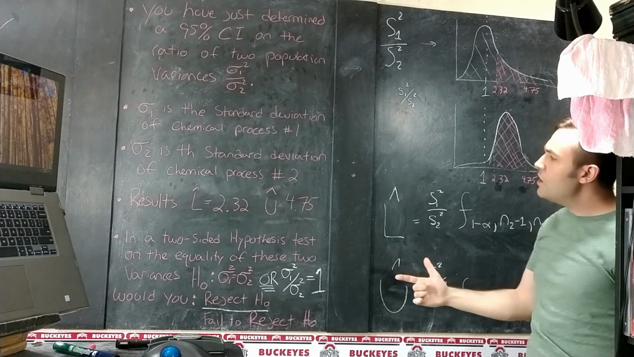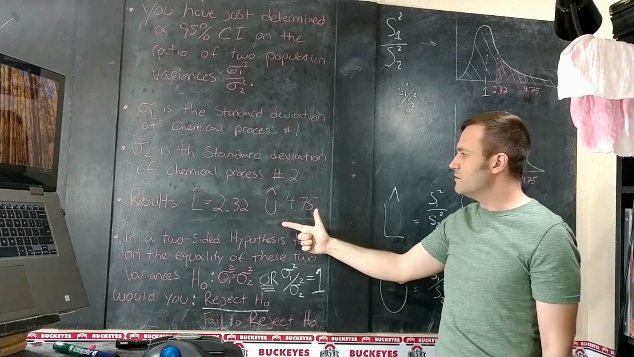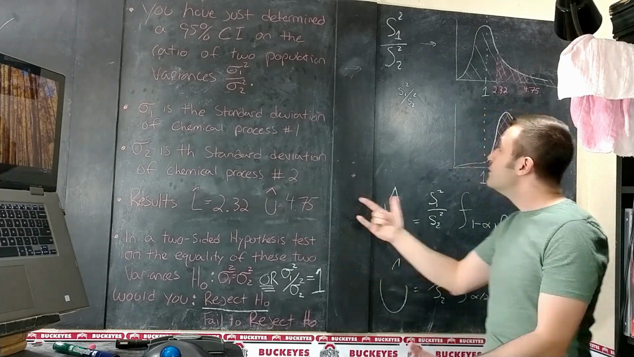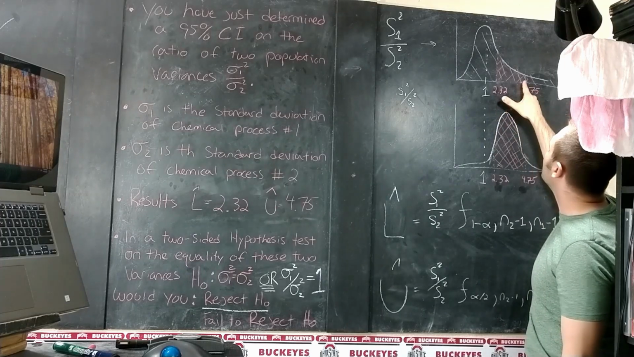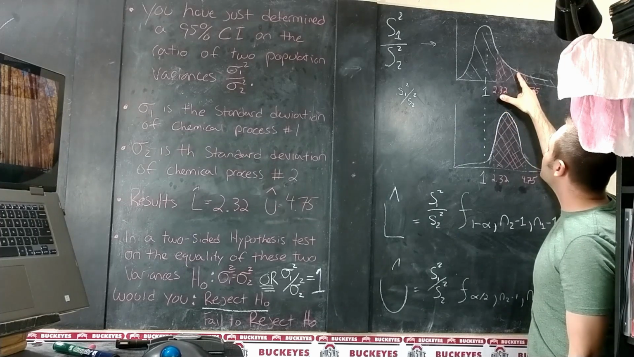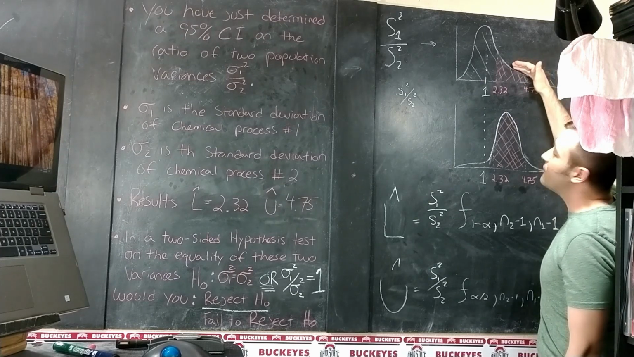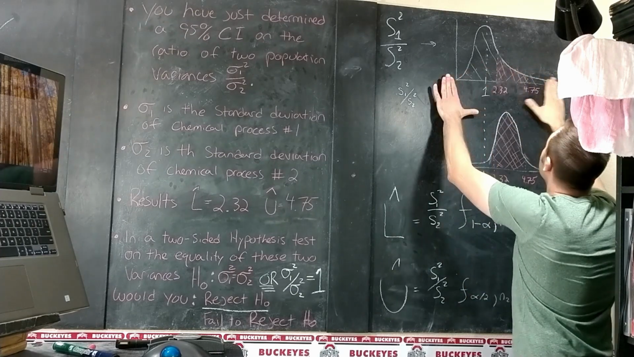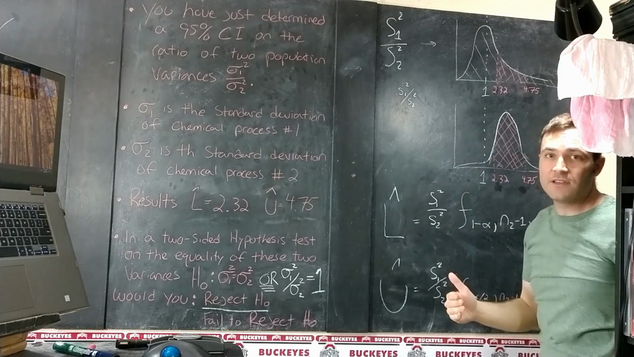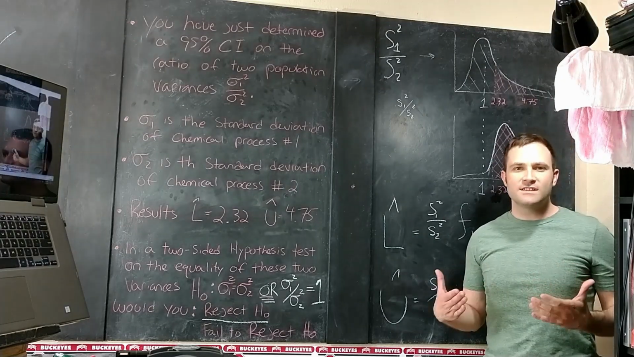Well, what do we know? We know that a lower bound on our confidence interval and our upper bound on our confidence interval, within that range, we should have 95% of the probability density. So the area under this curve should account for 95% of the area under this entire curve. And clearly that's not the case. So what does this mean?